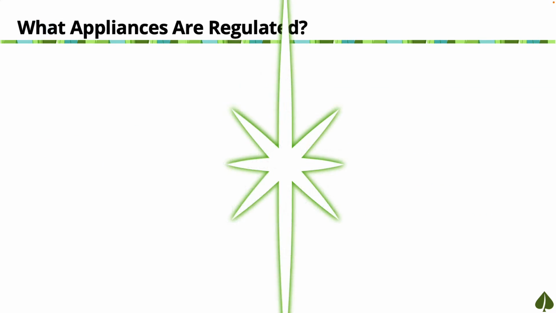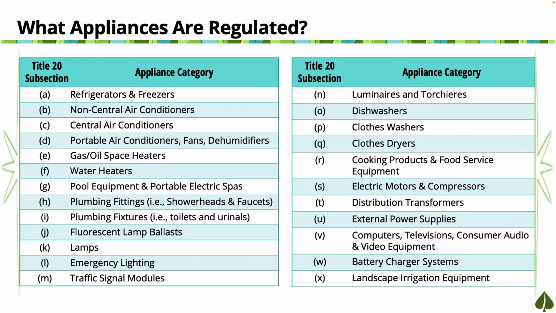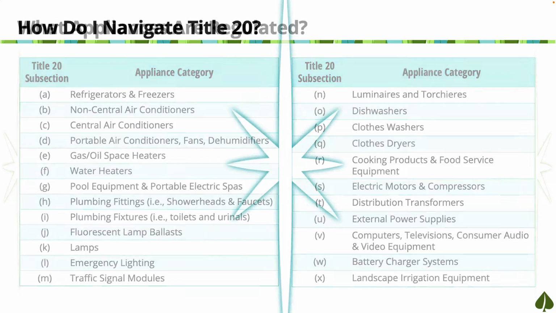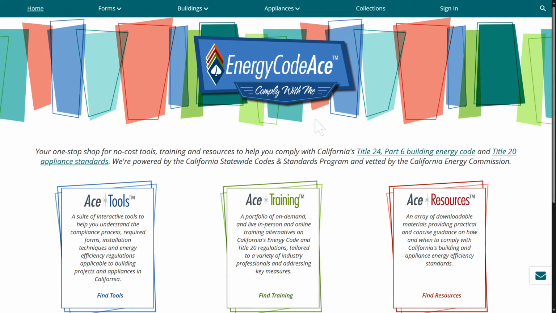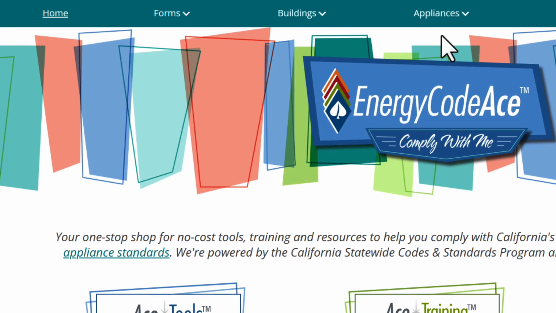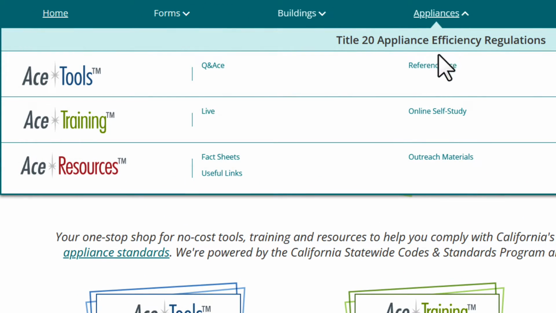There are dozens of regulated appliances in California. As we mentioned earlier, Title 20 incorporates the Federal Appliance Efficiency Regulations verbatim, which is why those products are included in this list. Title 20 is divided into 9 sections, numbered 1601 through 1609, to help you find what you're looking for, such as the definitions, test methods, efficiency standards, and compliance requirements. To easily navigate this code language, you can use the Energy Code Ace reference Ace.